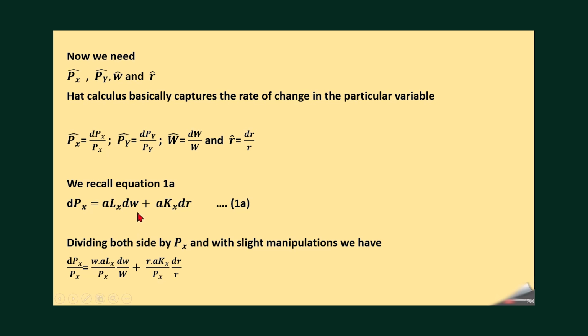Now what we can do is divide both sides of the equation by Px, and with a little manipulation, we can get the following equation. If you observe here, I have divided both sides by Px. For the first component on the right side, I have multiplied by W and divided by W. And for the second component on the right side, I have multiplied by R and divided by R.